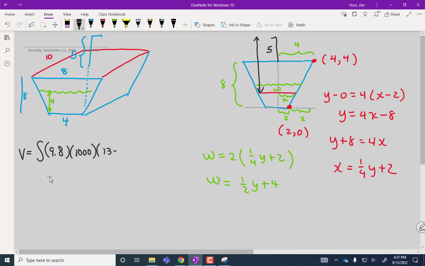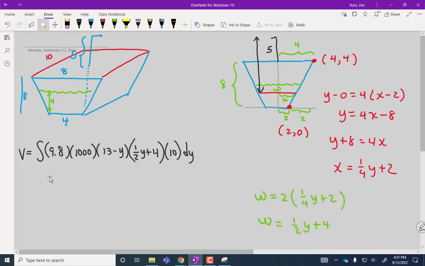We have a horizontal element, so that means we're integrating with respect to y. Right. So there's our distance, cross-sectional area times 10, and then the thickness. So there are all the pieces. And how about limits of integration? 0 to 4. Yeah, 0 to 4. The limits of integration represent the physical location of the water. 0 to 4.